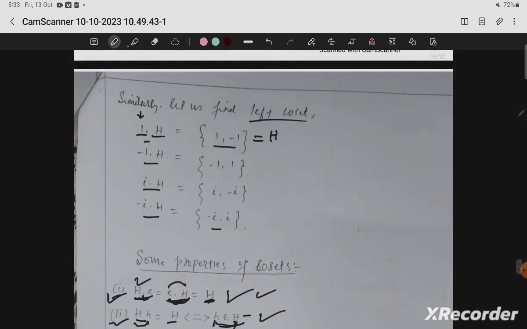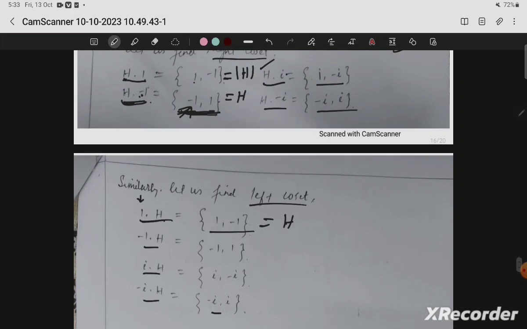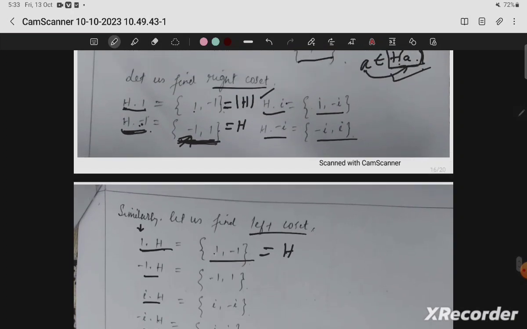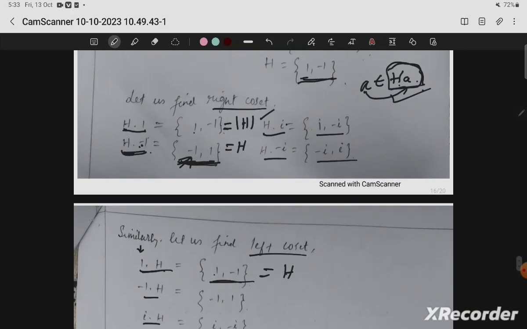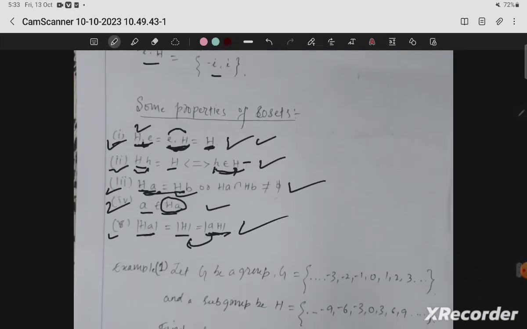So we will see whether it is true or not. This is a left coset. So the order of the left coset is this one, whether it is equal to the order of H or not. The left coset is 1 and minus 1, and let us see the order of H. The order of H is also 1 and minus 1, which is true, which is correct. So this property is also satisfied.